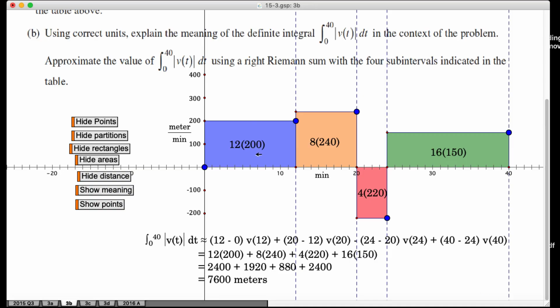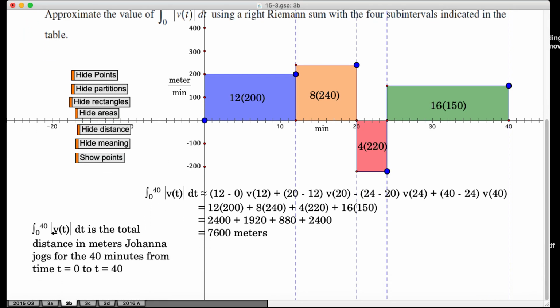But we're looking for distance because no matter which direction I move, if I move this way for this amount of distance, and if I move backwards, it's still a distance traveled. So that's why the absolute value of the velocity is going to be a distance traveled. And that's what this definite integral means. So the meaning of this is, the absolute value of a definite integral of velocity is the total distance in meters that Johanna jogs for the 40 minutes.